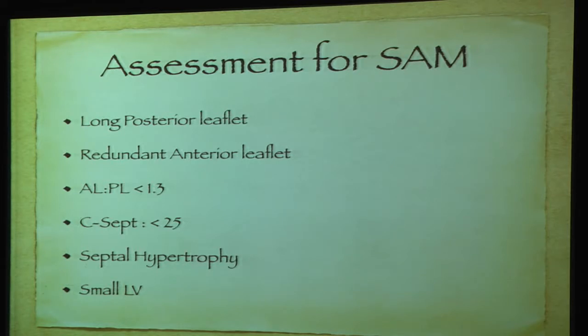The whole point is, in the next slide I'll show you, that the coaptation point of the two leaflets should be away from the LVOT. That's the whole goal, okay? If it's towards the LVOT because of any reason, because if you have a long posterior leaflet, which moves the whole coaptation point towards the LVOT, or you have a long redundant anterior leaflet that gets sucked in because of venturi effect. In other words, your AL-PL ratio less than 1.3, that means longer posterior mitral valve leaflet, causing less ratio. And the C-sept distance, which is the coaptation point to the septum, the highest, the peak point of the septum, that distance less than 2.5 centimeters is a bad sign, okay? Small ventricle, septal hypertrophy, not a good sign.